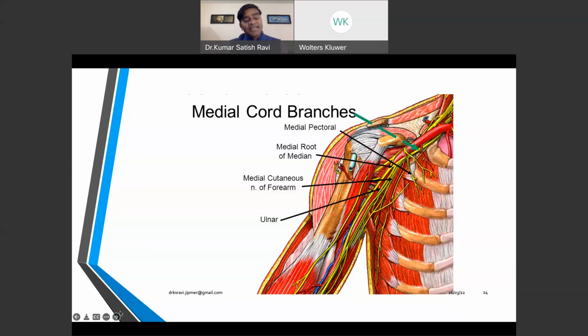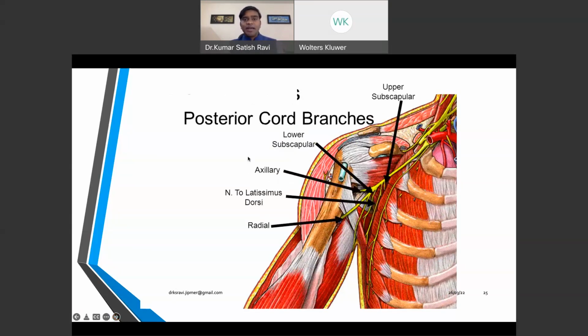Now we will see the branches from the posterior cord of the brachial plexus. We have the upper subscapular nerve. You can see this is the upper subscapular. There will be a small twig which will be supplying the subscapularis muscle, whereas the lower subscapular will also carry the C5 and C6 fibers, and it will not only supply the lower part of the subscapularis, but this lower subscapular nerve supplies the teres major as well.